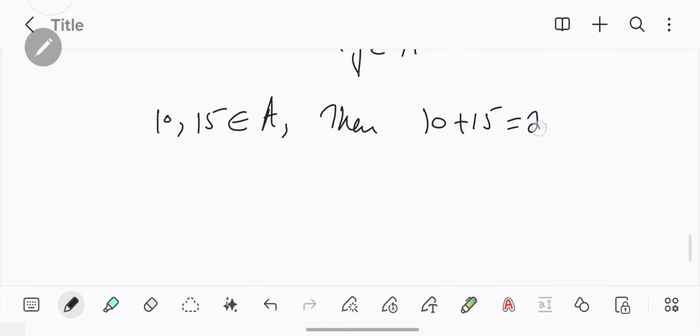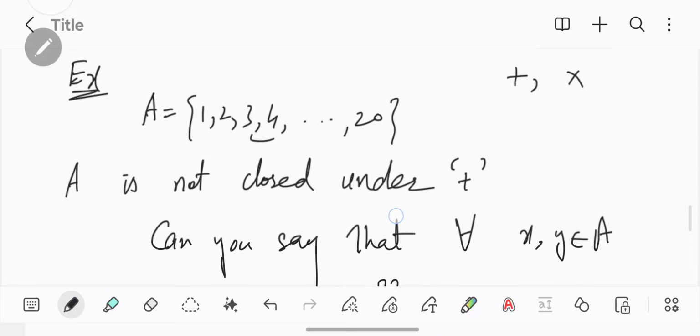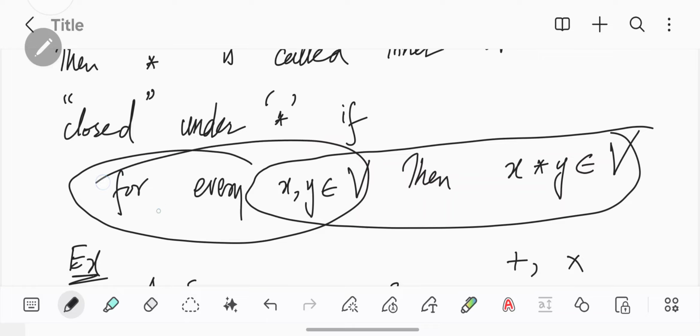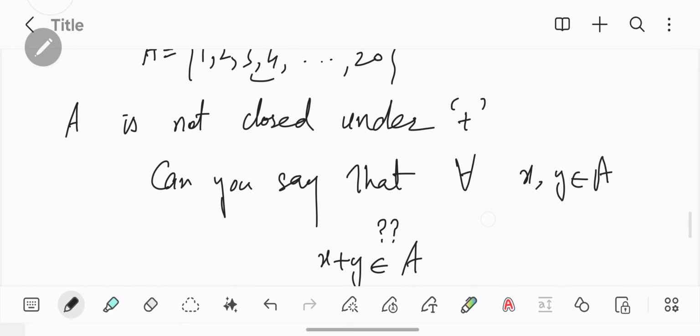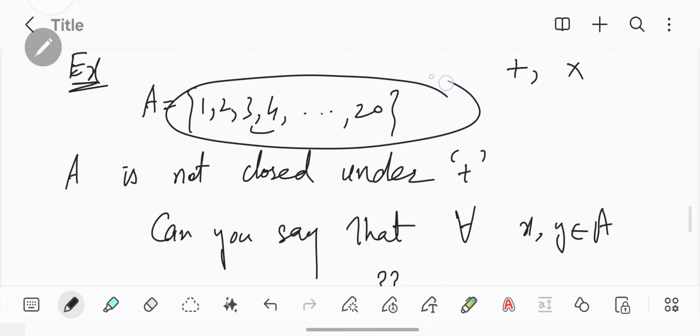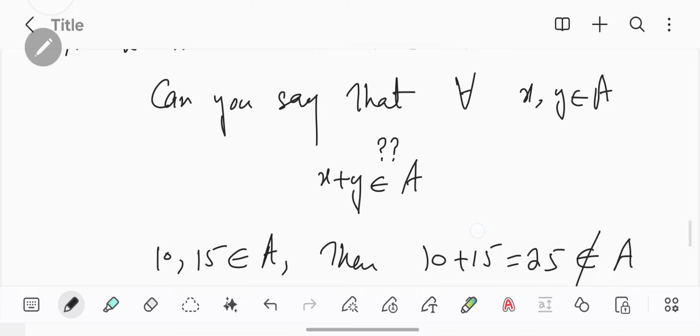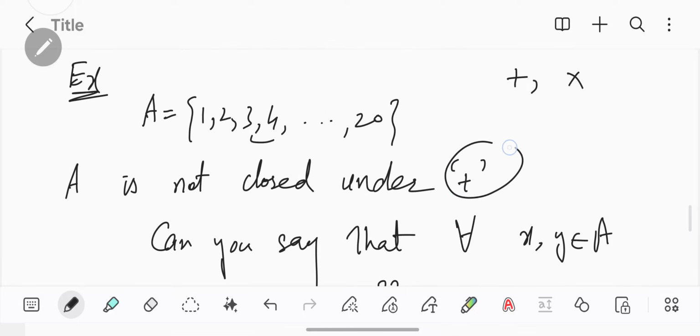This is equal to 25, which is not in A, right? It is not in A. This means it is in A, but this means it's not in A, right? Since this property must be true for all x and y, but it was not true for all x and y, we have found two elements in A whose sum is not in A. So that means A is not closed under addition.